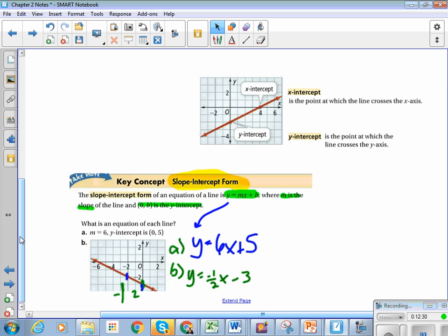Is there a difference between plus -3 and just writing -3? No, they're the same value. Plus a negative number is the same as minus. So when you're asked to write the equation, you're going to be expected to simplify a plus a negative number into just a minus. Simplified terms.